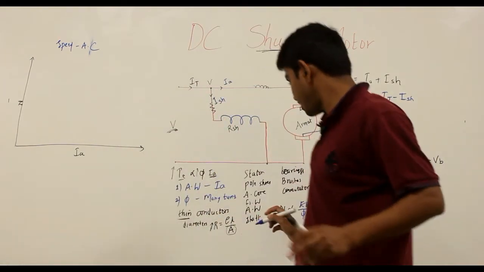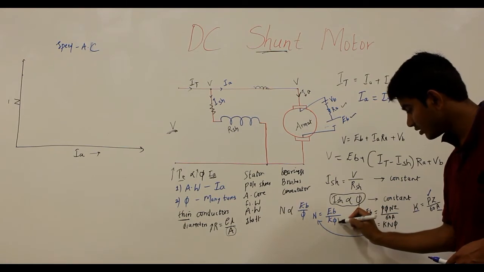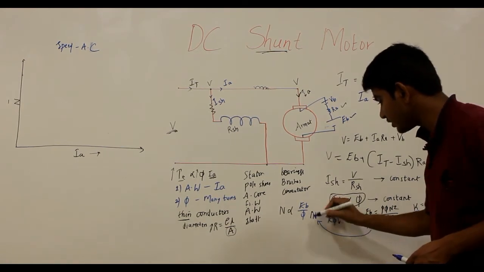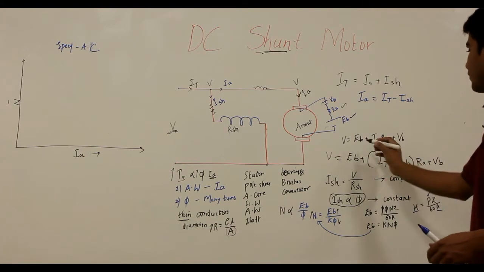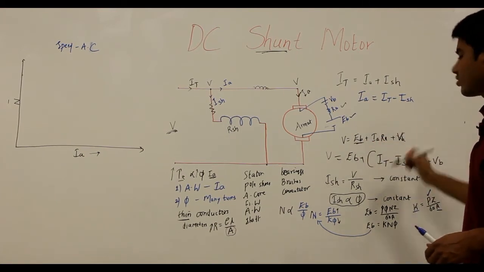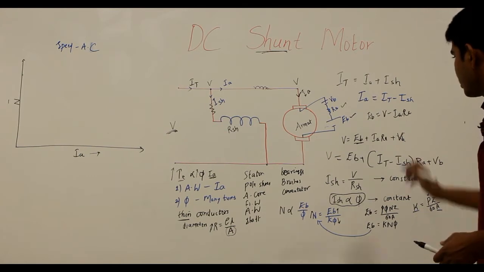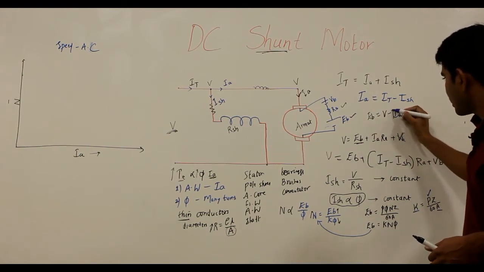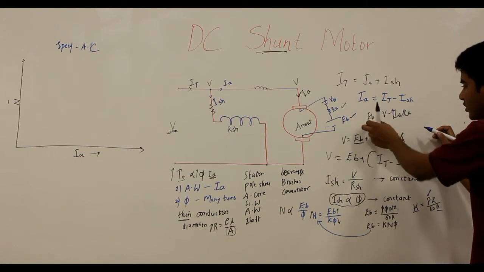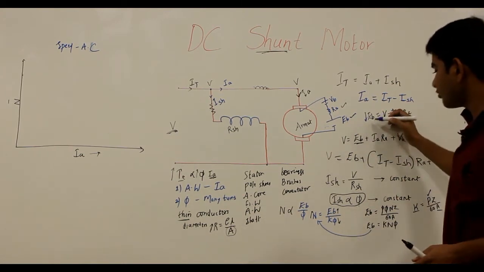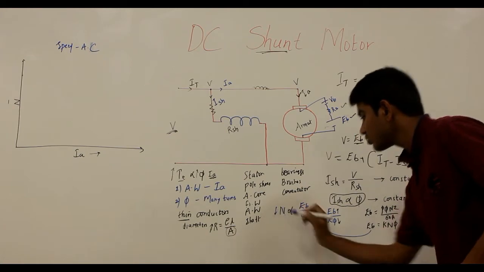From here you can notice that speed is proportional to the back EMF, that is Eb, and inversely proportional to the flux. So as the flux falls, the speed increases, and as the back EMF increases, the speed increases. I also know that, if I neglect the brush drop, Eb will be given by V minus Ia Ra. So as the armature current increases, there will be a drop in the armature, and as this drop increases, the back EMF reduces. Now as the speed is proportional to the back EMF, there will be a reduction in the speed.